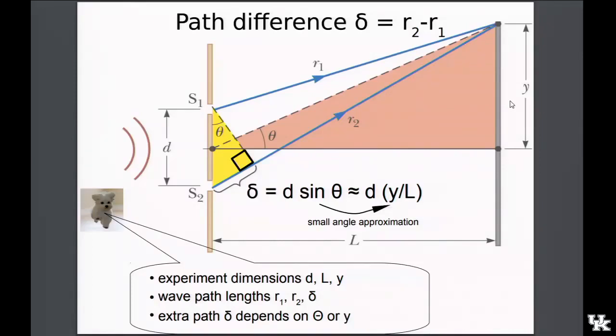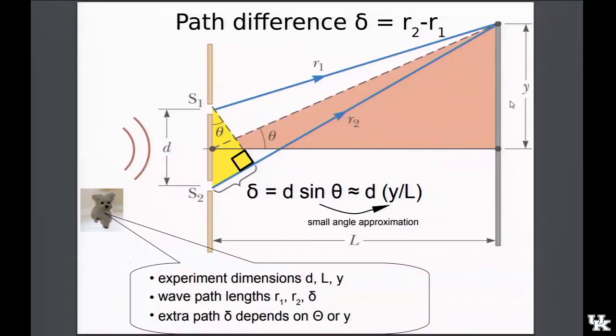This is the extra distance that the ray that has to go the greater distance has to travel. And we've said if that extra distance is a whole number of wavelengths, we're going to get constructive interference. If it's a half integral number of wavelengths, so 1/2, 3/2, 5/2, then we're going to get destructive interference. So this is what determines constructive and destructive interference, this extra distance.